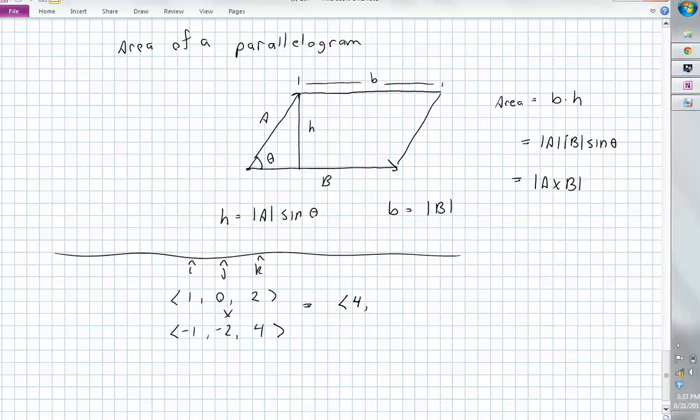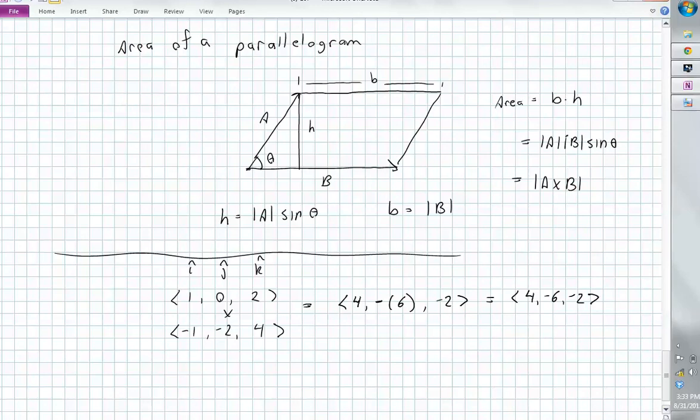The second column, remember the second column comes with its own minus sign. So we'll put that in there just so we don't forget. And then we have 1 times 4 minus 2 times -1. 6, good. Last one, we blot out the last column and we do 1 times -2 minus 0 times -1. -2. Okay, and simplifying this a little bit, we get 4, -6, -2.